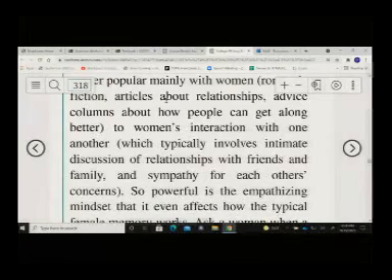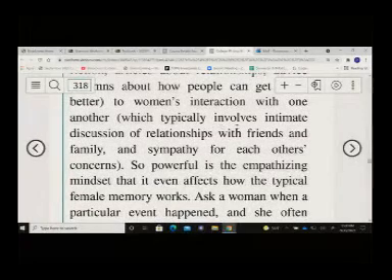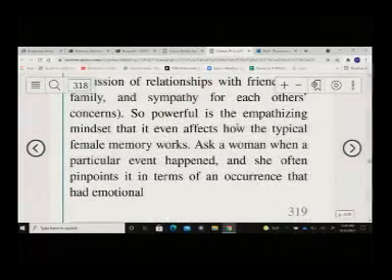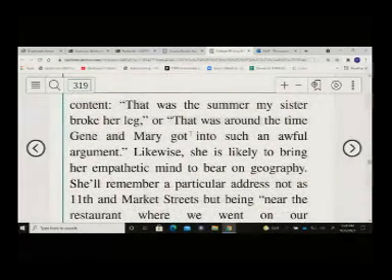So powerful is the empathizing mindset that it even affects how the typical female memory works. Ask a woman when a particular event happened, and she often pinpoints it in terms of an occurrence that had emotional content. That was the summer my sister broke her leg, or that was around the time that Jean and Mary got into such an awful argument. Likewise, she is likely to bring her empathetic mind to bear on geography.